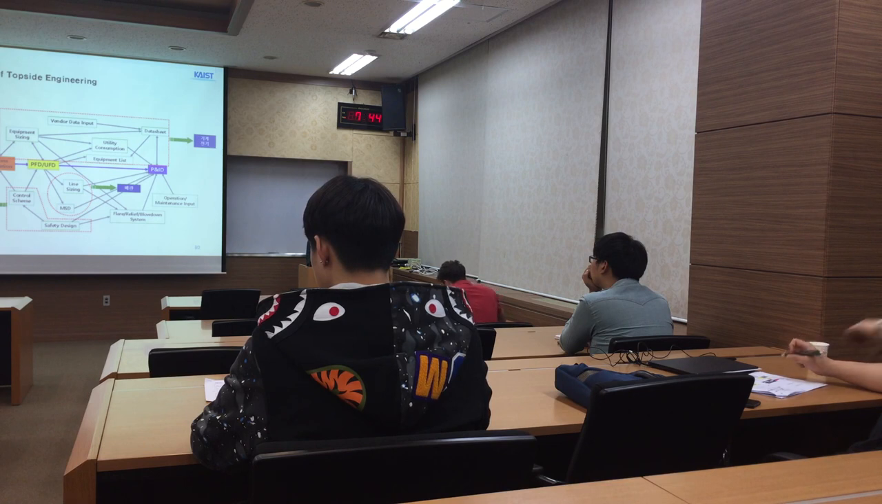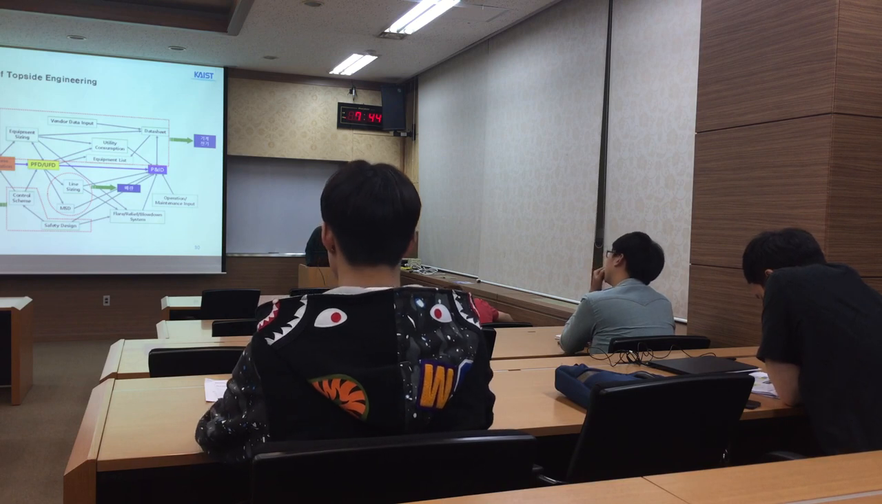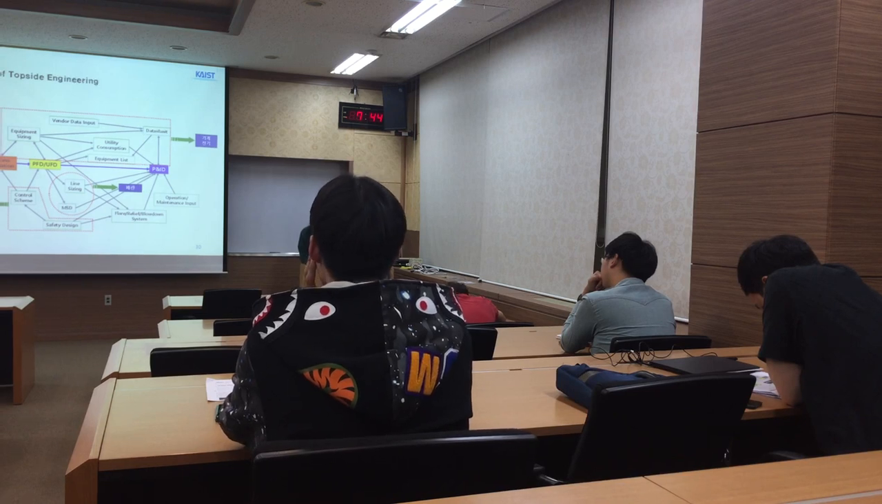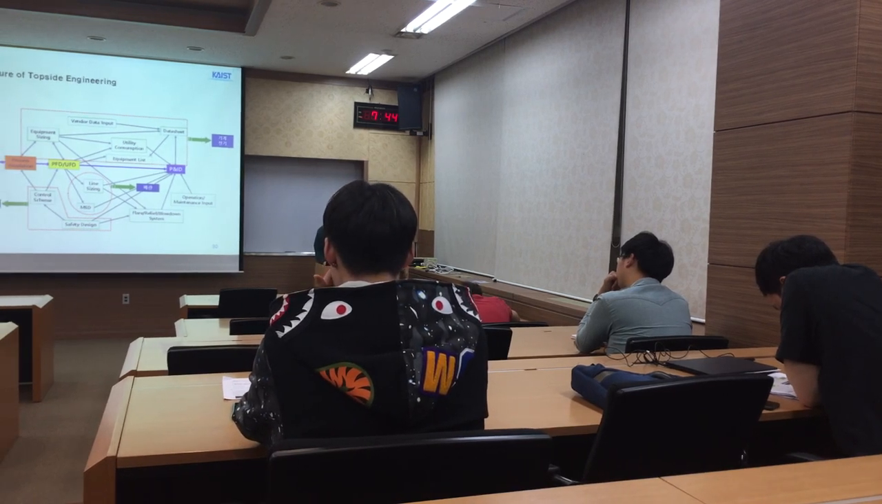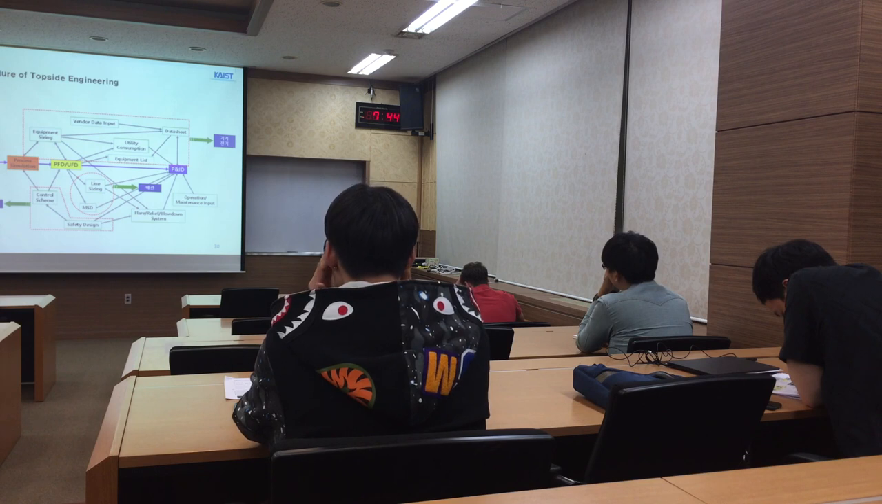Based on vendor data input and some specifications that we get from the simulation, we can make the data sheet and list the equipment we are going to use and choose the best one. And here's the P&ID and safety design and control scheme, line sizing. Through the interaction and flow of all these small processes, we can get the final product, the final step of the topside of the ocean plant.